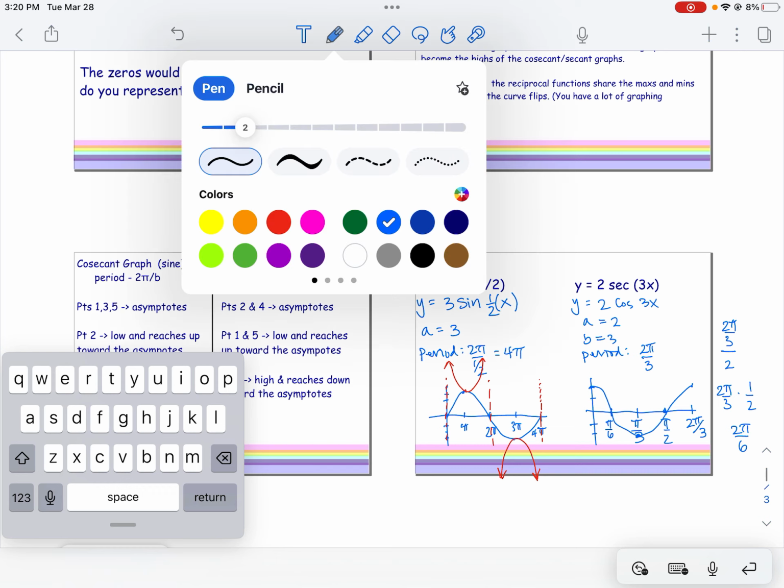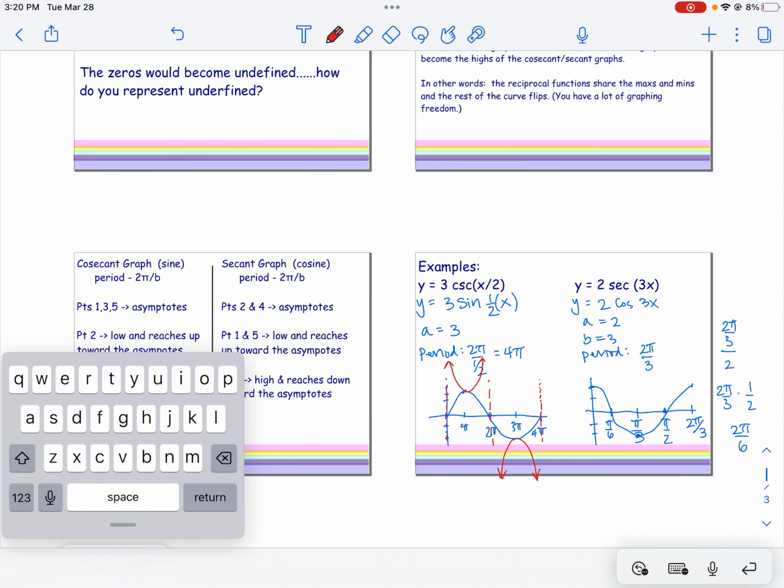Now, in red, I'll draw my asymptotes, where the reciprocal of 0 is undefined. Then I'll graph my secant curve using the high and low points of my cosine curve. Okay, and there you have 2 secant 3x.